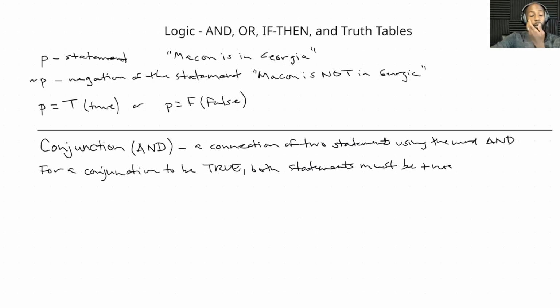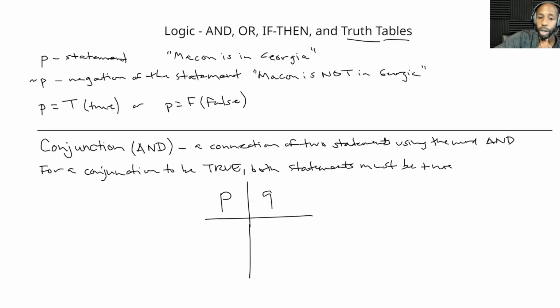All right. So what does that mean? This is where the concept of truth tables comes in. Say for example, you have two statements. P is a statement and Q is a statement. Say that we want to find out what P and Q is. Now, P and Q is denoted by an up arrow. For a conjunction to be true, both of these statements must be true.